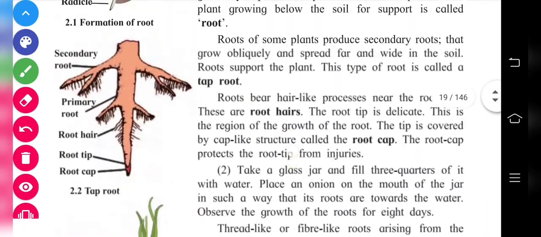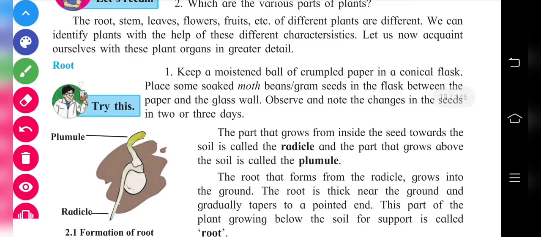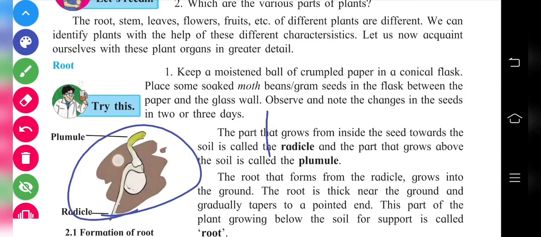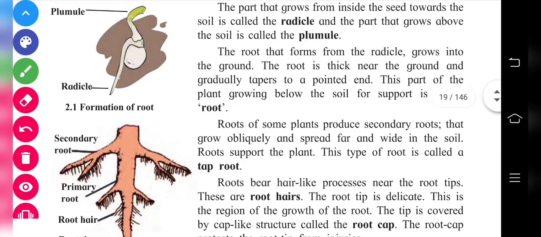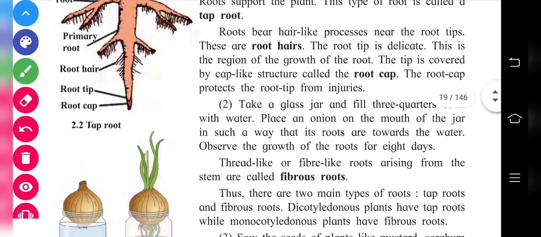So I will show the plumule. Yes, this is the plumule. This is the plumule. Okay. So the above structure is the plumule. The radicle is below, inside the soil, and above the soil there is a plumule. Okay. So the stem grows above the soil from the plumule. The part that grows above this layer is called a stem. Okay, as a shoot grows in length.